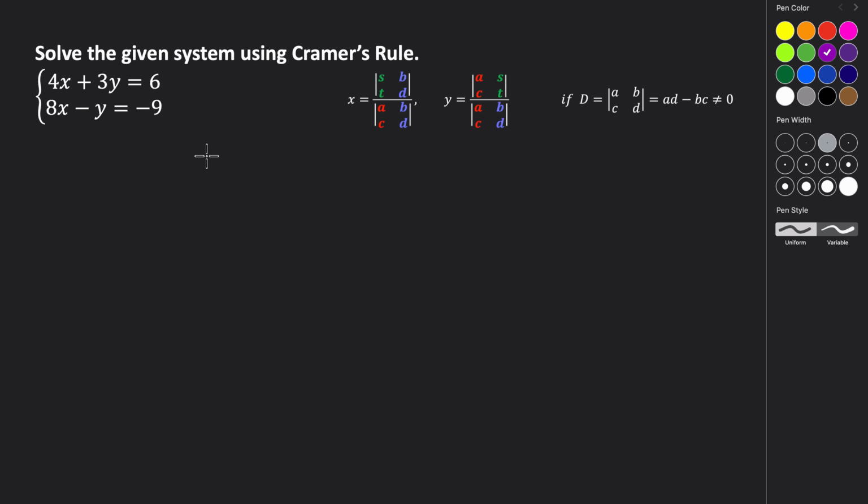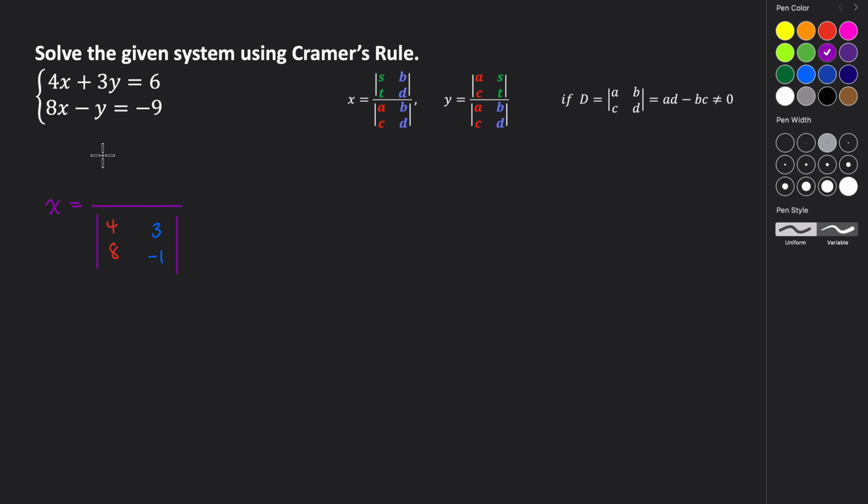Let's take a look at another example of solving a system using Cramer's rule. So again, to find the x-coordinate, we take a look at the coefficient matrix from our given system. So the x coefficients go in the first column in our denominator, so 4 and 8 go here. And then the y coefficients go in the second column. So this is 3 and then -1.